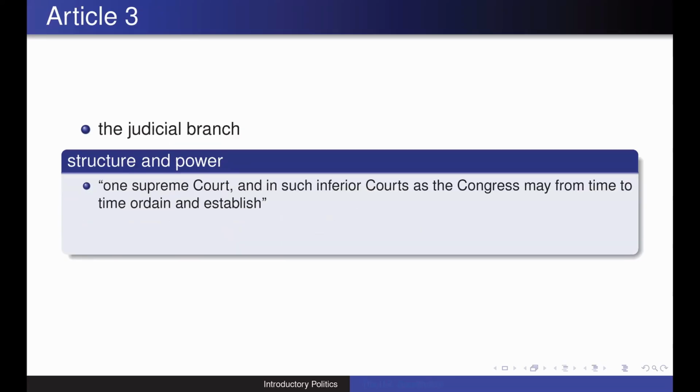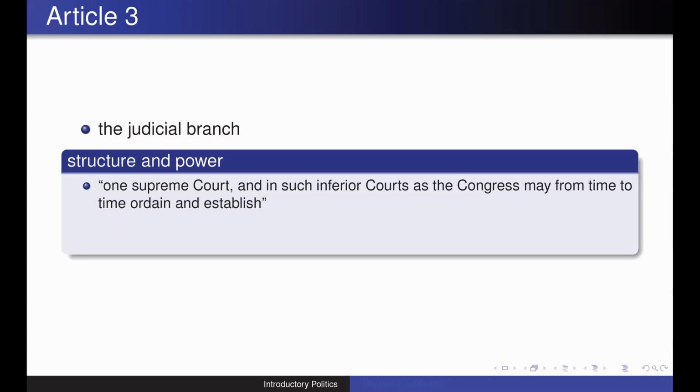When it comes to Article 3, the judicial branch, Article 3 is one of the shortest articles of the U.S. Constitution, especially ones dealing with different institutions. It's very, very short, very, very vague when it comes to understanding what the courts do. And so we don't spend much time here talking about the courts, at least in the Constitution, because of the limited number of words that are given to us. But for example, Article 3 does say that there will be one Supreme Court and such inferior courts as the Congress may from time to time ordain and establish.